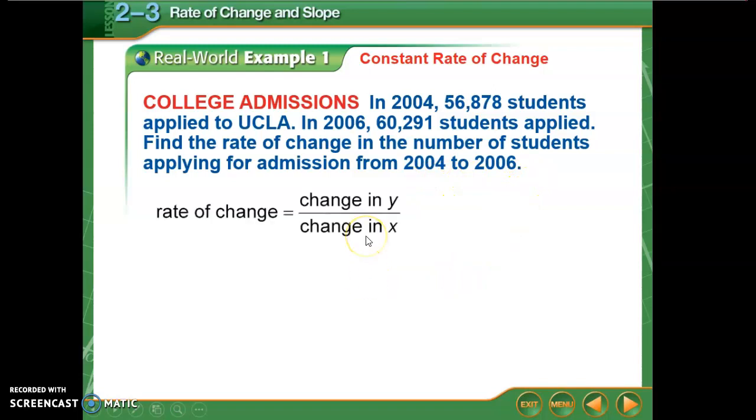Alright, so take note of the formula for rate of change. Rate of change equals change in y over change in x. Okay? So our y variable here is going to be the enrollment, and then the x variable will be the years. Okay? So change in admission over change in time. So you can also do that one. Alright, let's plug in the values.